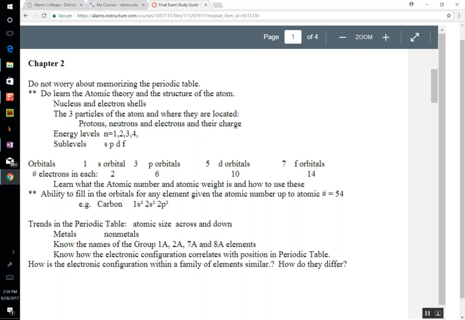Atomic number, atomic weight, electron configuration of the atom and also of an ion. You should be able to do the electronic configuration of an ion. If I said, what's the electronic configuration of the Al plus 3 ion? You should be able to do that. Do the atom, and then strip out the 3 valence electrons. And you got the ion.